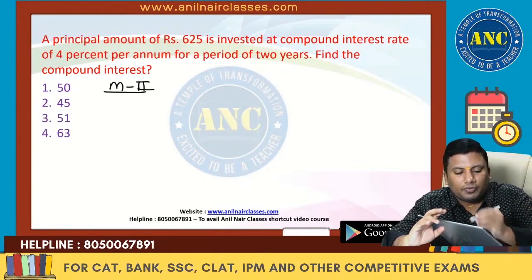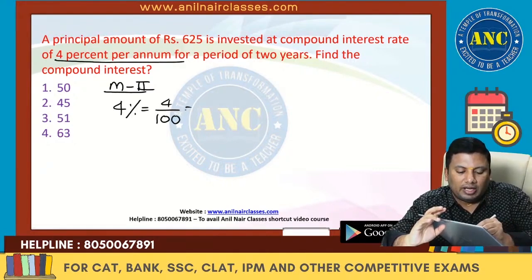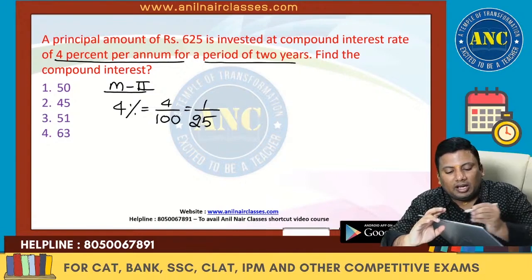Method 2. 4 percentage per annum is nothing but 4 by 100, which is nothing but 1 by 25, for a period of 2 years.